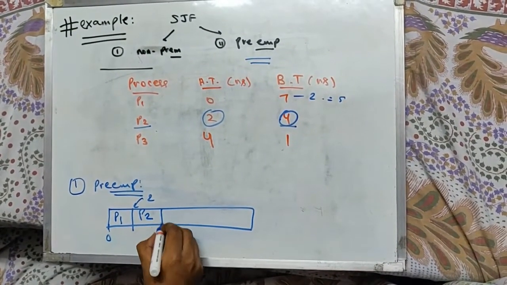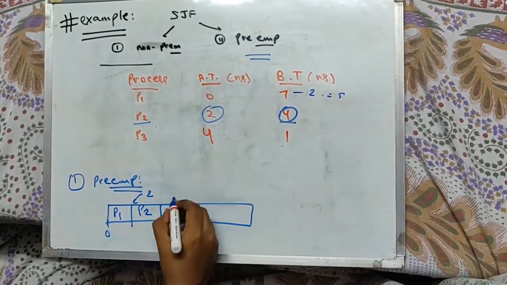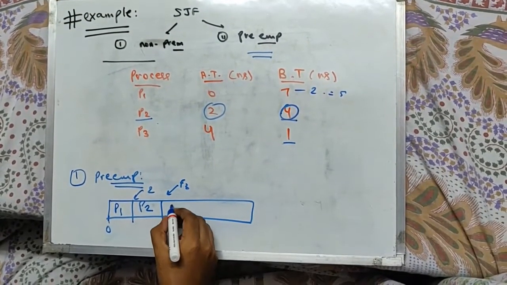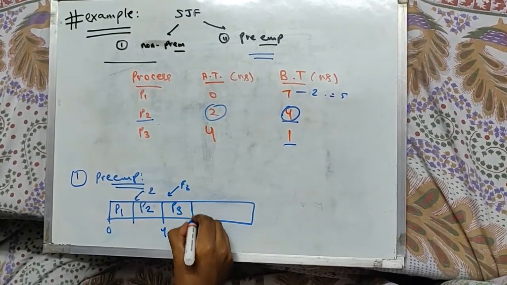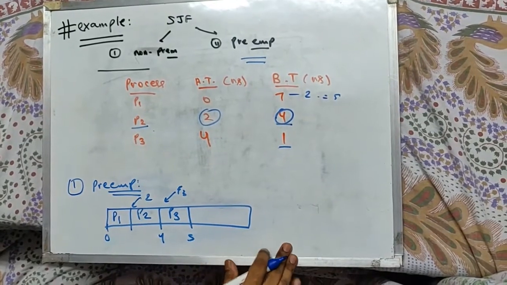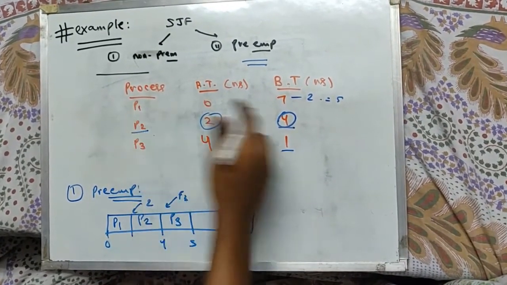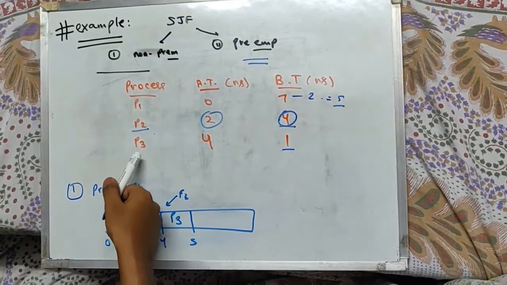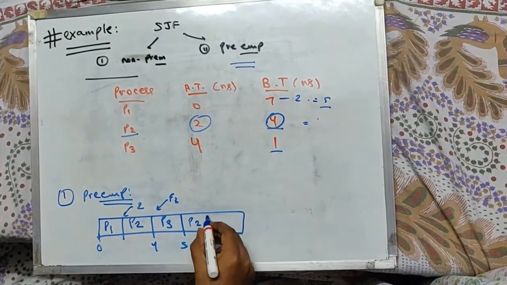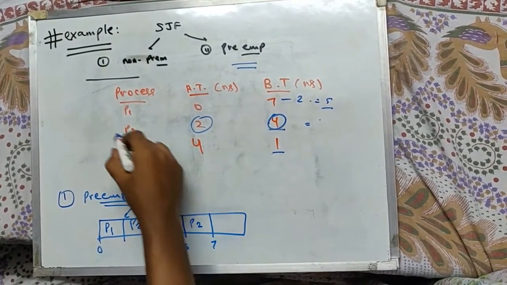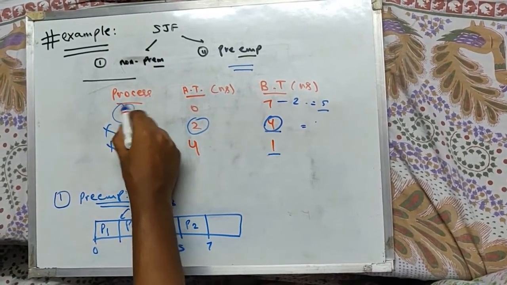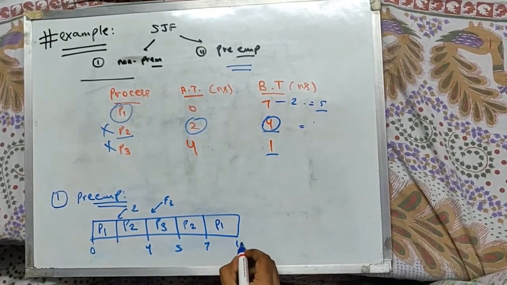P2 will be executing till 4. At 4 we have P3, which has burst time 1, which is very less, so we give it to P3. It goes till 5. Now the cycle has ended, so we take the shortest job. Right now we have P1 with 5 seconds and P2 with 2 seconds. So we take P2 and give it 2 seconds. Now P2 gets over. P3 was already over. The remaining 5 seconds are given to P1, which makes it 12.